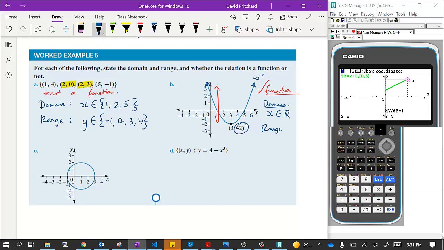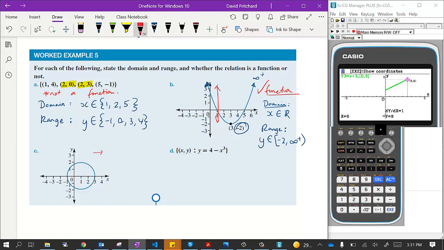But the lowest y value we can get is -2. So y is an element of -2 is our lowest value, and we're going up to positive infinity. And next one is a many-to-many.